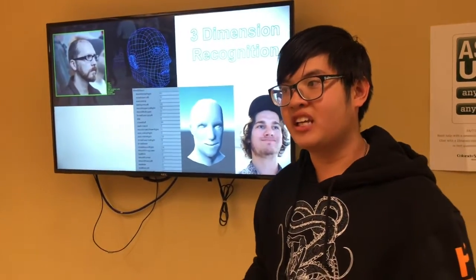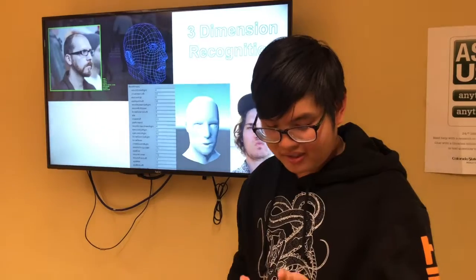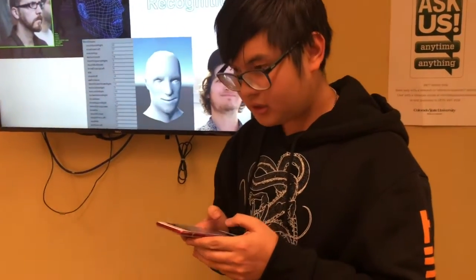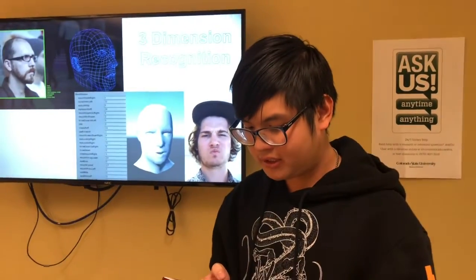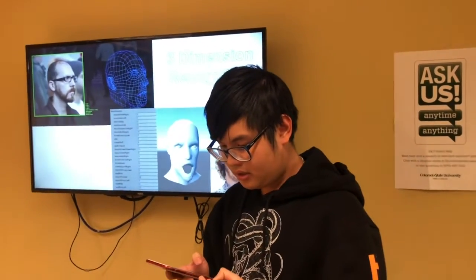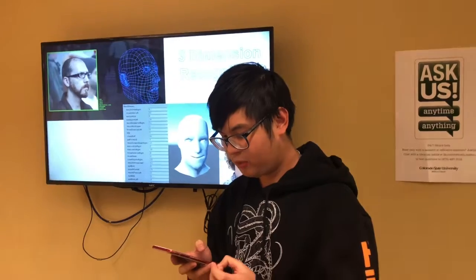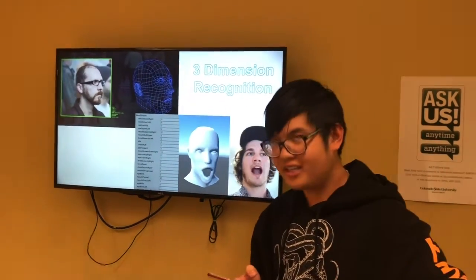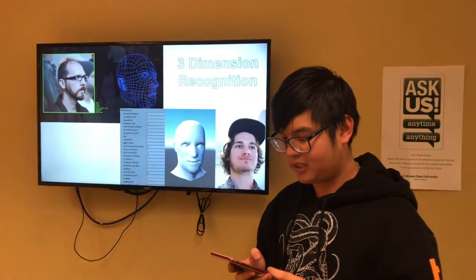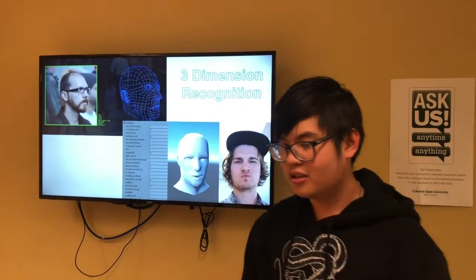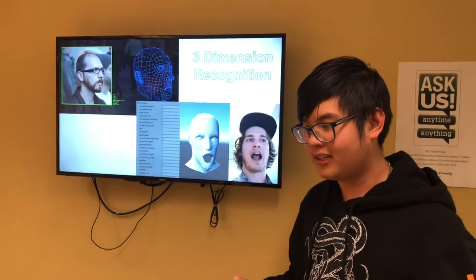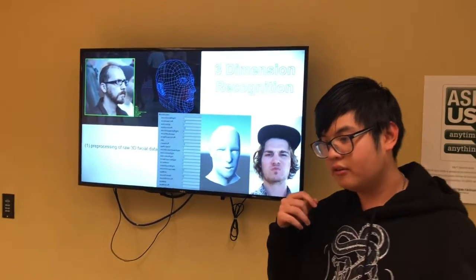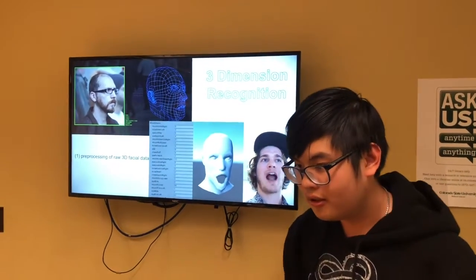Actually not popular, but used the most. So 3D recognition uses a 3D sensor to capture information about the shape of the face. There are 4 steps that they take. The first step is pre-processing of raw 3D facial data.